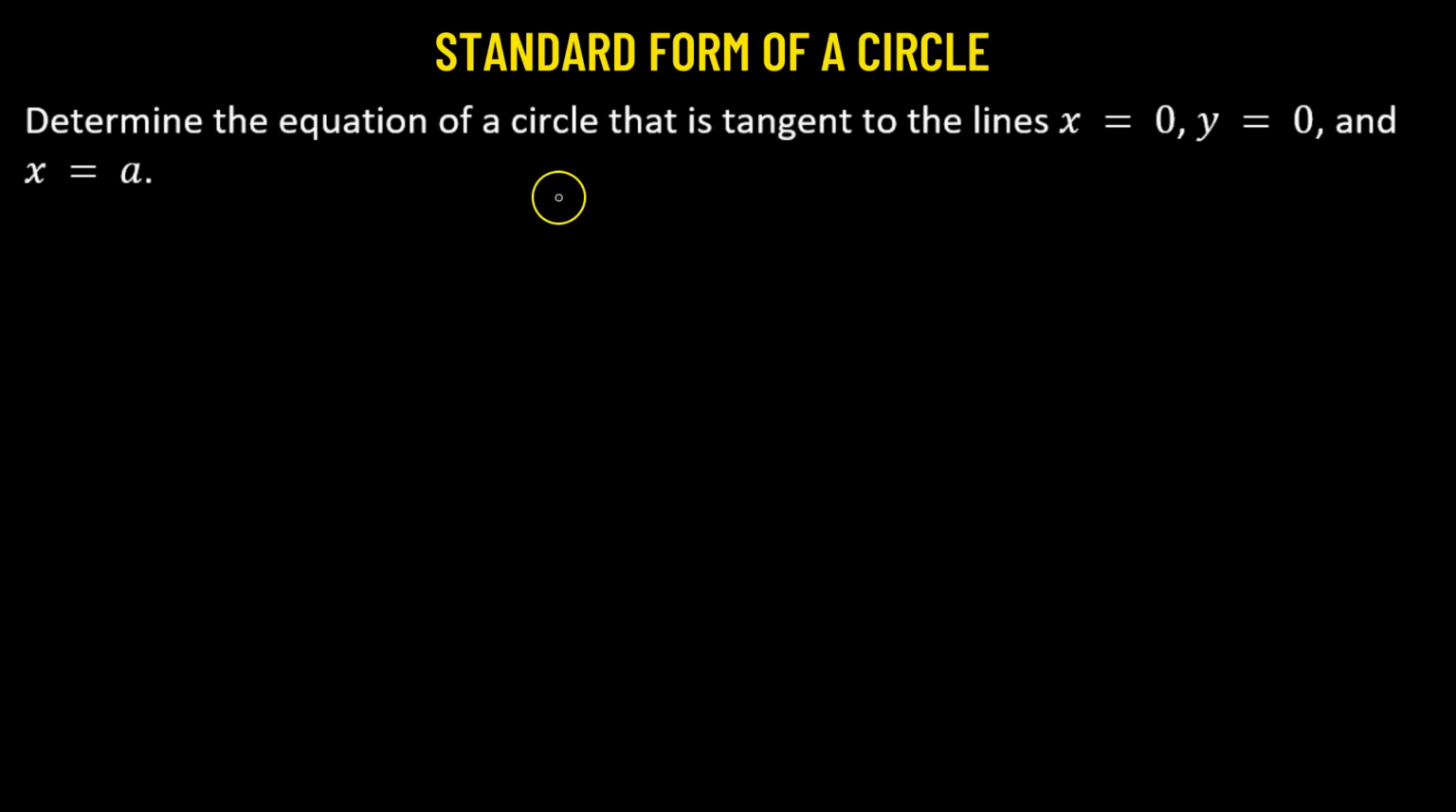So here in this problem, we need to determine the equation of a circle with the condition that it's tangent to the lines x equals 0, y equals 0, and x equals a. So let's begin. We'll first try to understand this particular problem.